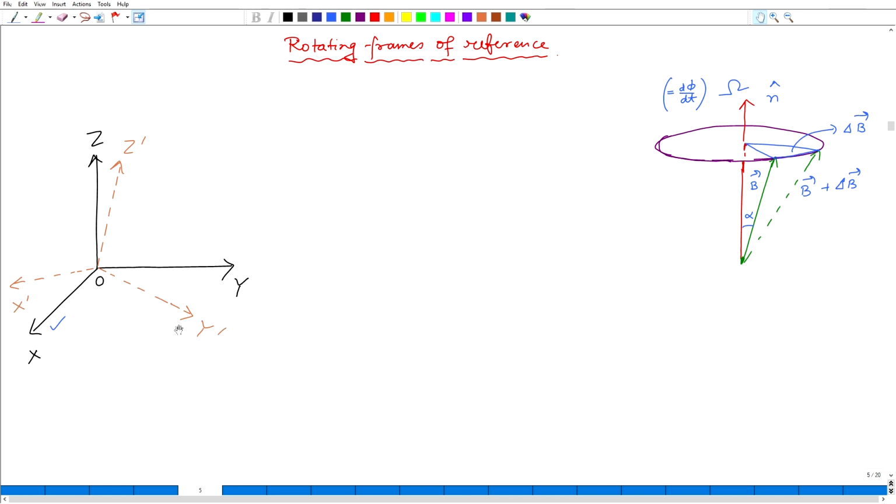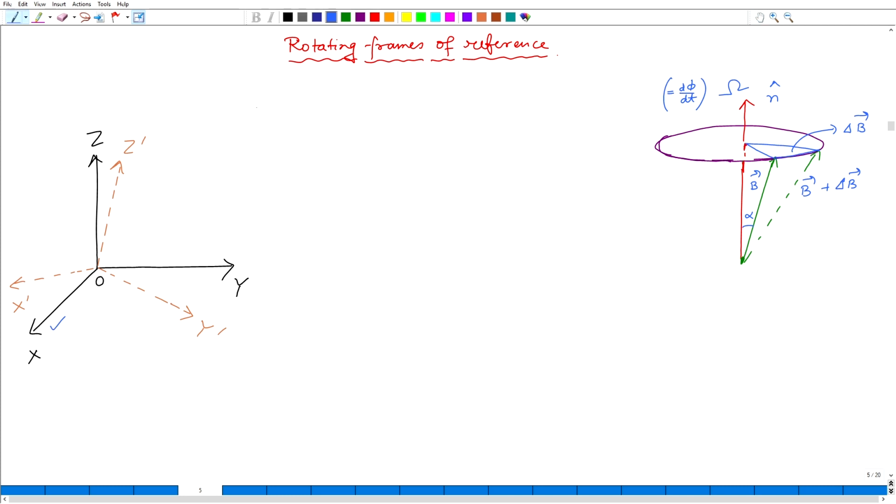So, this is x prime, y prime and z prime drawn in light brown color, and here you can see that this primed system is rotating with respect to the unprimed system. If an observer is measuring some displacement, velocity, or acceleration in the primed frame, and the same things are measured by an observer in the unprimed frame, then what will be their relation? That we will discuss in today's lecture.